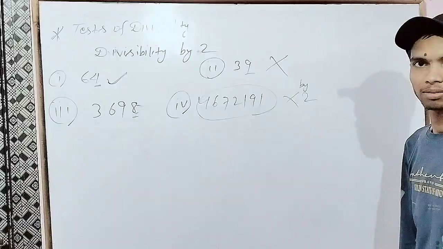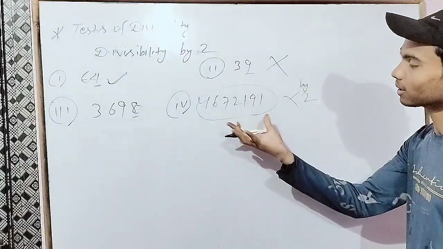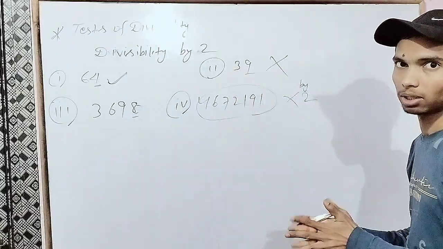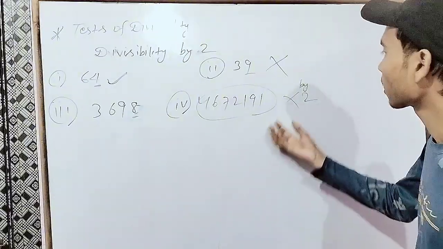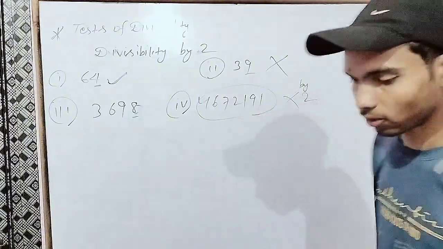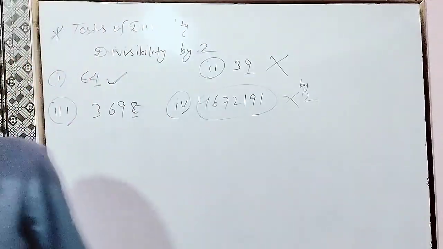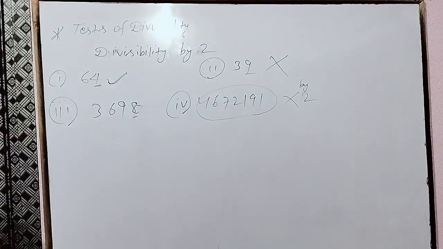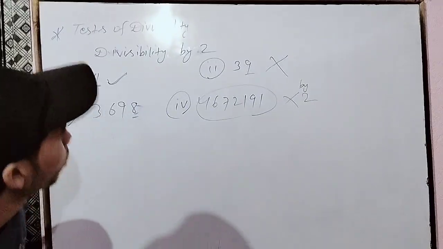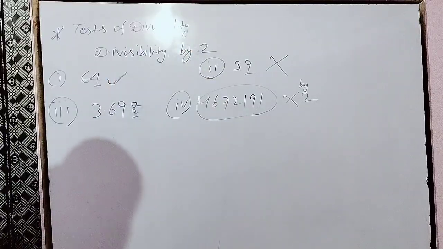That's why this whole number is not divisible by 2. So we don't need to think whether the whole number is divisible by 2. The first step is just to see whether the digit at the ones place is divisible by 2 or not. If yes, then the whole number will be divisible by 2. Otherwise, if no, then the whole number will not be divisible by 2. Next, divisibility by 3.